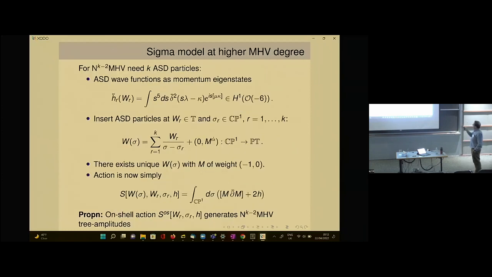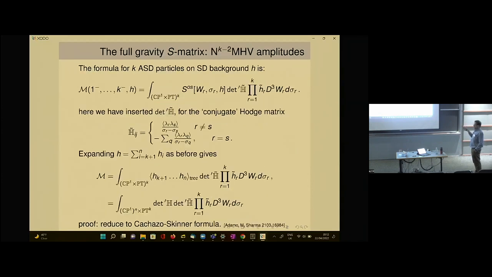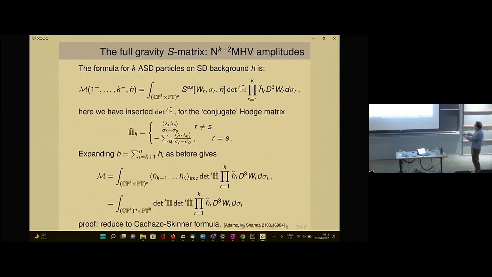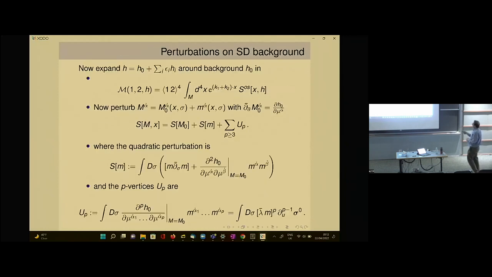Well, you can do this at a higher degree, and you get the rest of the S matrix. That's those 2 slides. So that wasn't just MHV is the point, so we can extend it. And I'll fast forward now to the perturbations on the self-dual background. So if you want to then have a self-dual background, we're now just going to do a perturbation around an H0.